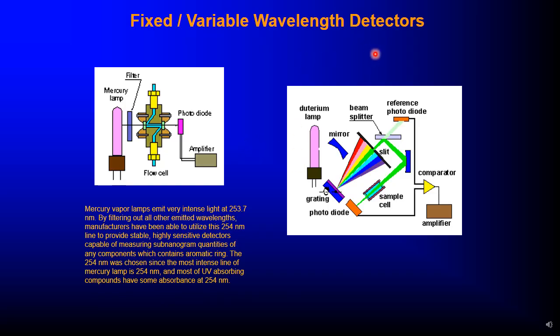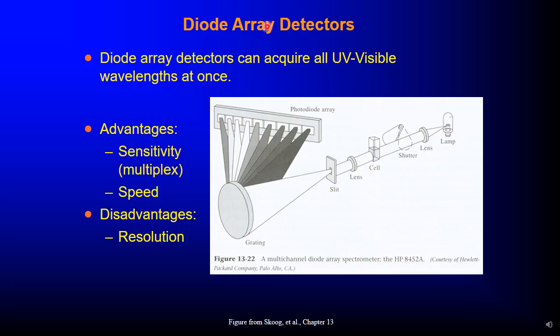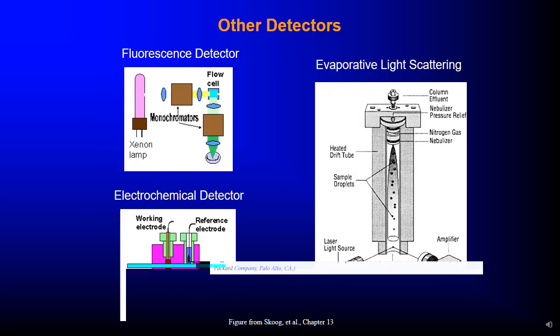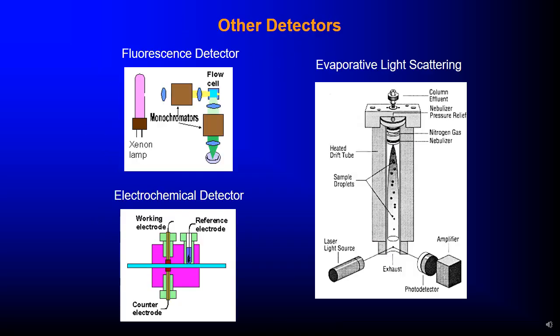So diode array detectors can acquire all UV-visible wavelengths at once. The advantage is it is sensitive and has good speed, and the disadvantage is resolution. Other detectors we have are the fluorescence detector, the electrochemical detector, and evaporative light scattering.